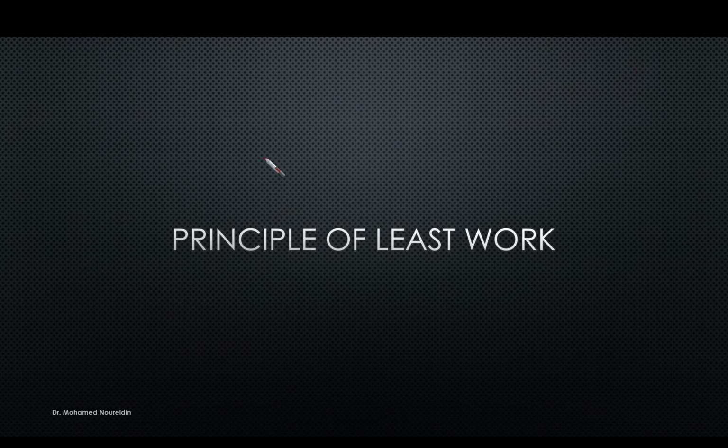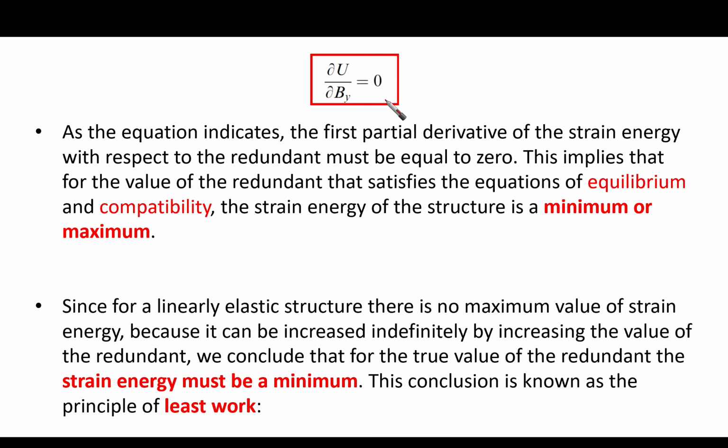Now let's understand the meaning of the principle of least work. Previously we have explained the meaning of Castigliano's second theorem, and now we're going to talk about the principle of least work. The principle of least work is telling this: as the equation indicates, the first partial derivative of the strain energy with respect to the redundant must equal zero. As you can see here, we didn't say anything new. It is the same as we said before.